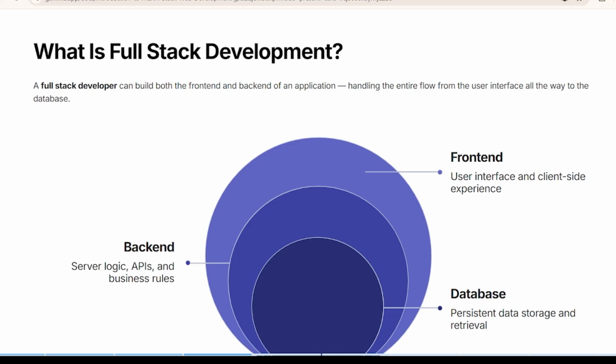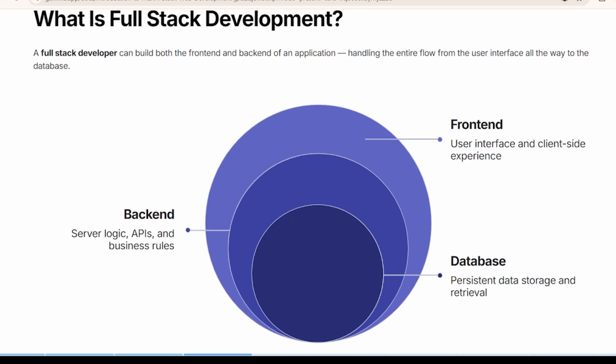So there are three major layers in a full stack application. You can see this diagram clearly. The first layer is called the front end. The front end is what the user sees on the website. And then the second layer is the backend. The backend handles the business logic and the API security. And inside the circle, the third layer is the database, where the application data is stored permanently.